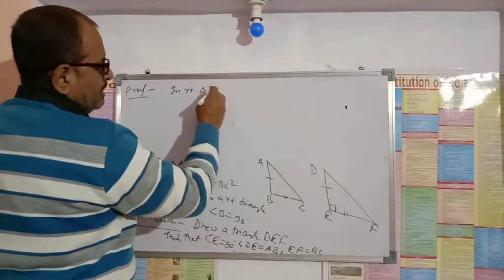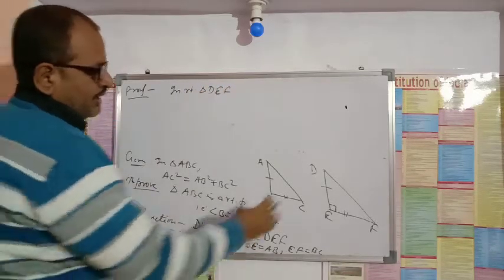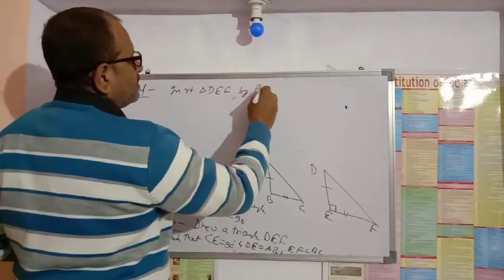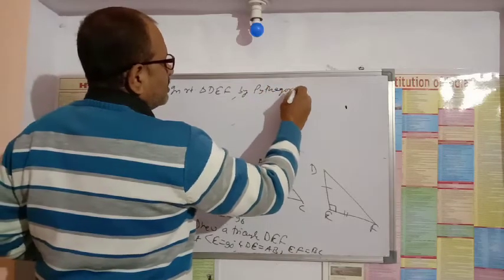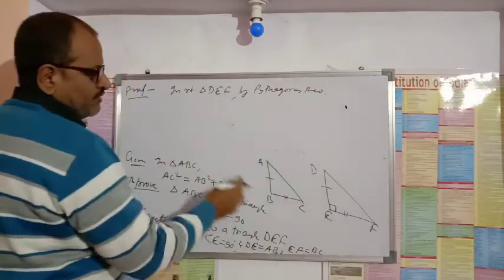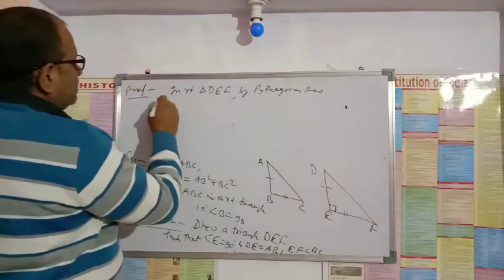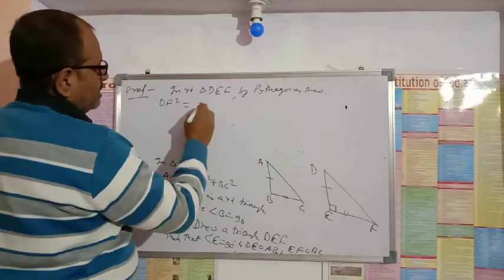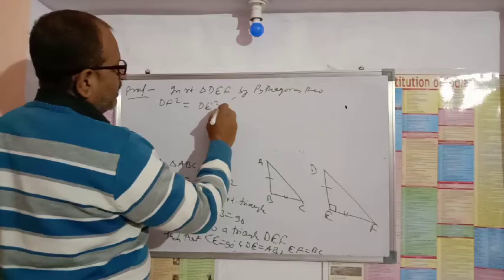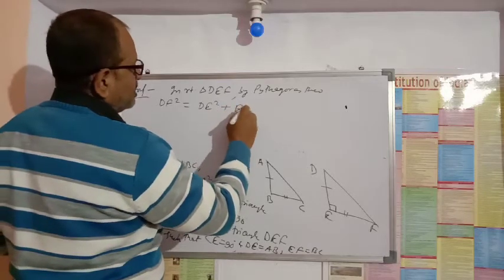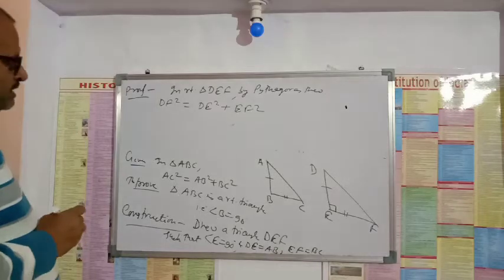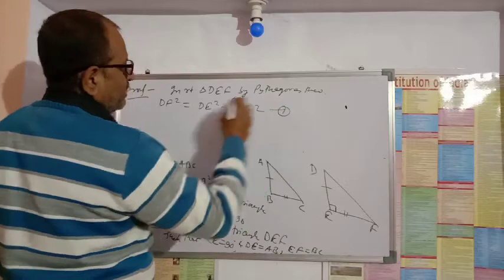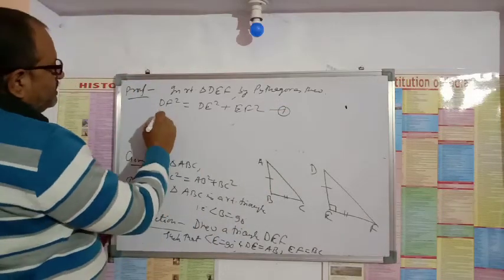In right triangle DEF, DEF is a right angle triangle. So by Pythagoras theorem, what can we write in this triangle? We will write DF square, DF is the hypotenuse, DF square is equal to DE square plus EF square. Make it number 1.